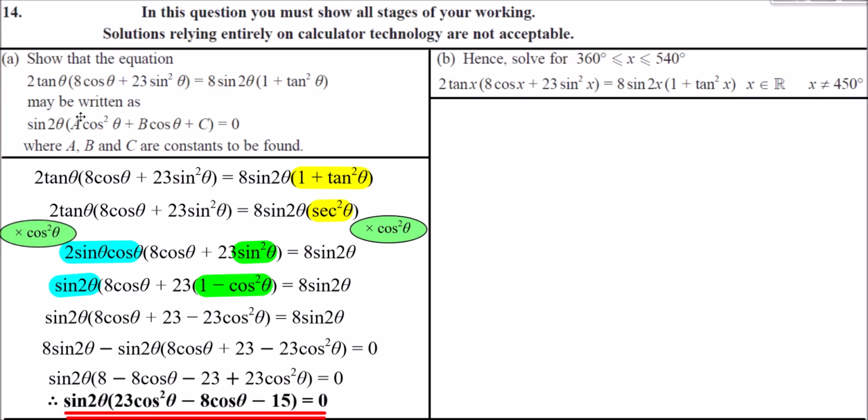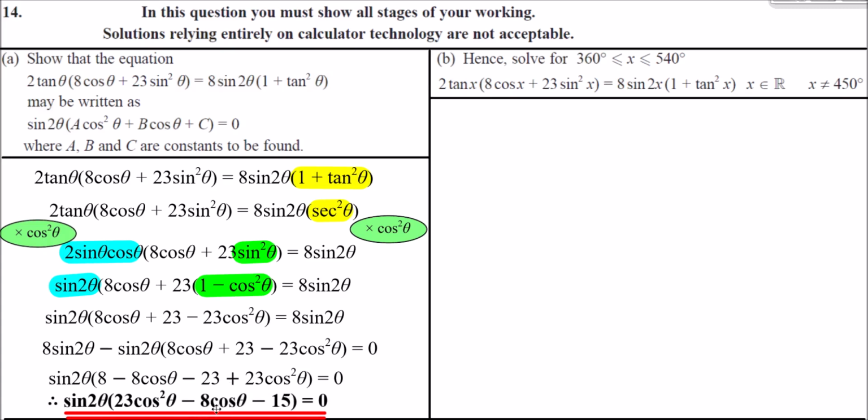So in my case, A is 23, B is minus 8, and C is negative 15. At this step, if you had gone the other way and subtracted 8 sine 2 theta from both sides, another valid final answer could have been sine 2 theta minus 23 cos squared theta plus 8 cos theta plus 15. If you got that result, that's also valid.